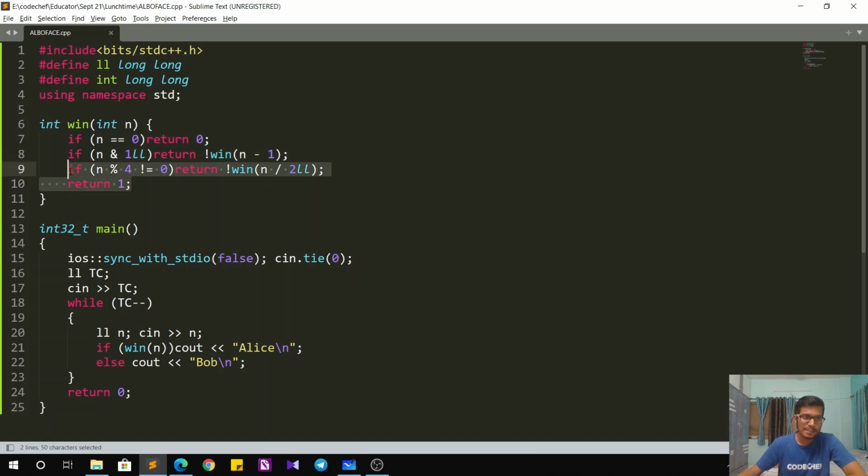Otherwise, in these two lines, that is line number 9 and 10, we definitely know that n is now even, because if it was odd, the answer is calculated over here only. If n is even and it is not divisible by 4, it means that it is only divisible by 2. So you just call win of n by 2 and again negate the answer. Or else, if you reach line number 10, it means that n is an even number and it is divisible by 4. So you just return 1, because that's a winning state.